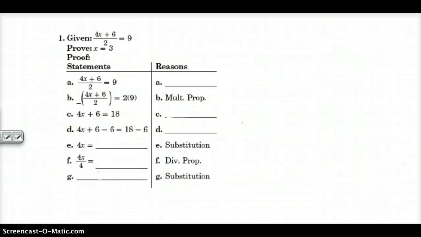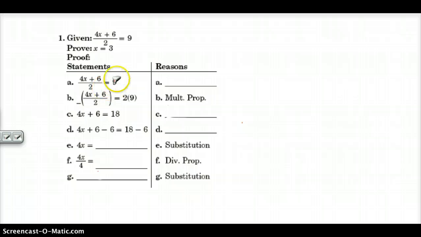The next thing we're going to look at is some algebra proofs, and you guys did algebra last year and you wrote down all of your steps. You are showing Mr. Ludlam or your algebra teacher your steps to prove how you arrived at your answer, and that's basically what we're going to do here. So you're given 4x plus 6 all divided by 2, and that equals 9. I want you to prove x equals 3.